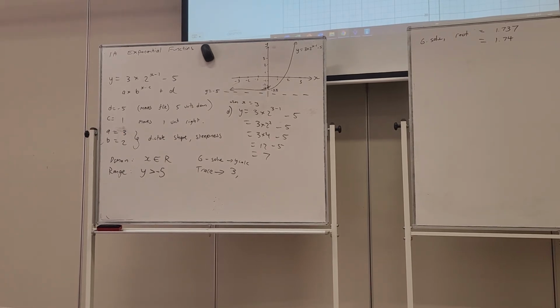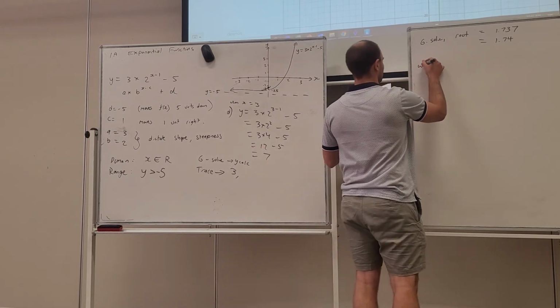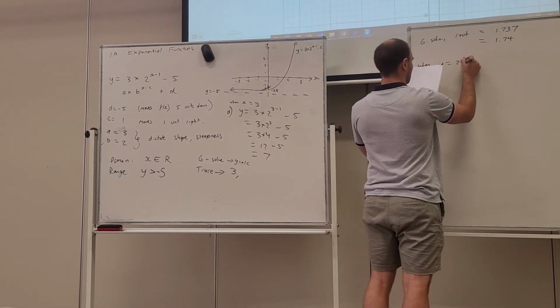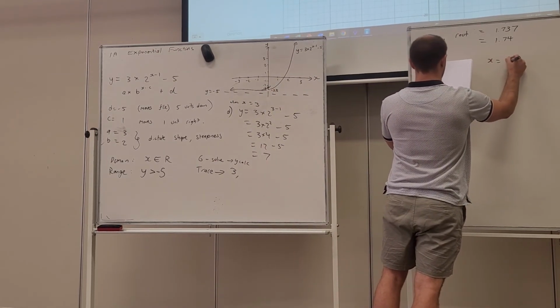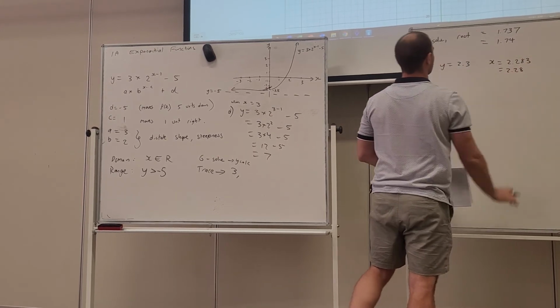And lastly, find the value of x when y is 2.3. So this time we're doing G-solve and we're doing an x-calc. We want to know x when y is 2.3. And we'll get x equals 2.283. Excellent.